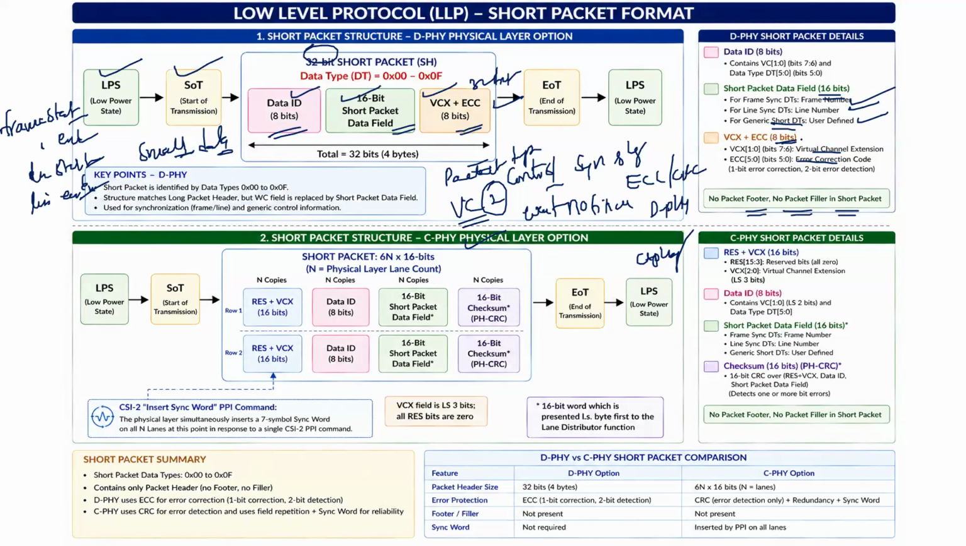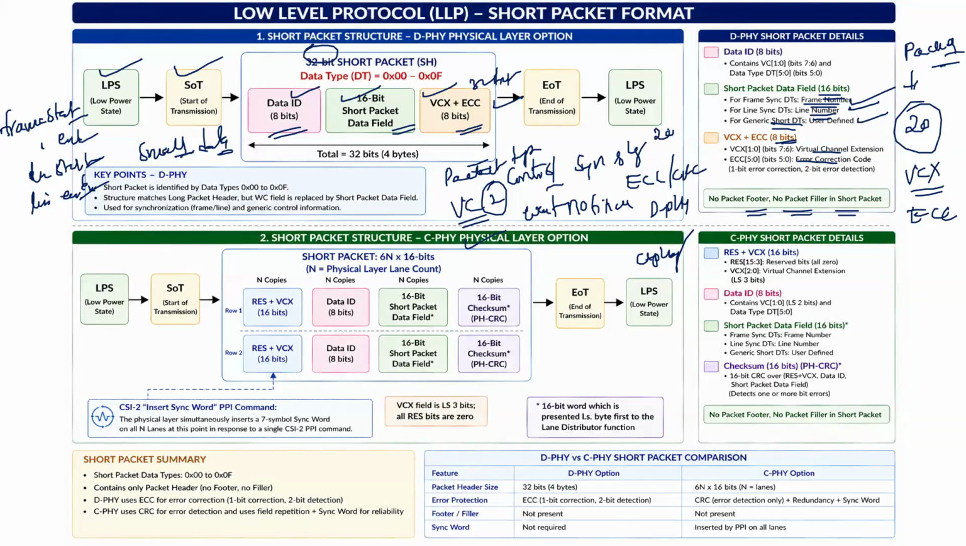Suppose you are sending 20 frames, and then different virtual channel extensions and error correcting codes are there. That means this packet belongs to frame 20. So you are sending 20 frames, and the packet belongs to the 20-frame data we are sending. That is why the frame number is used. And then the line number: it tells in which line you are sending the data. That is the purpose of the line number.